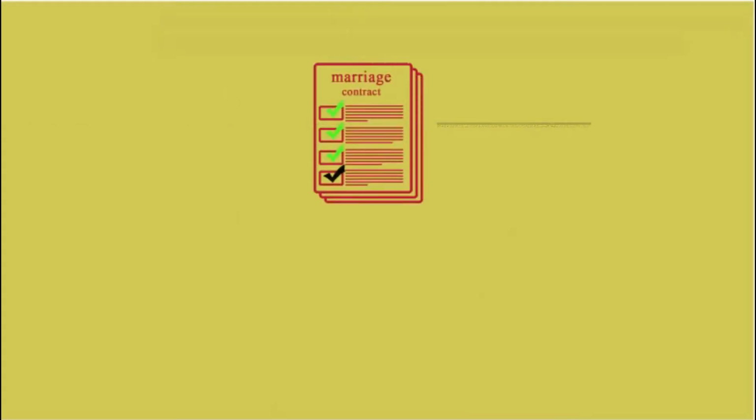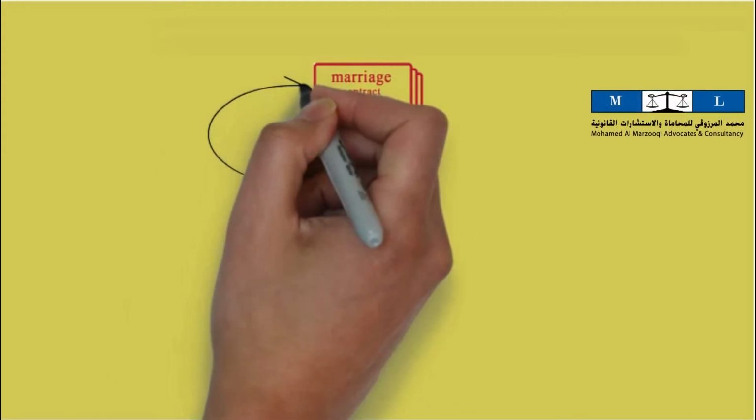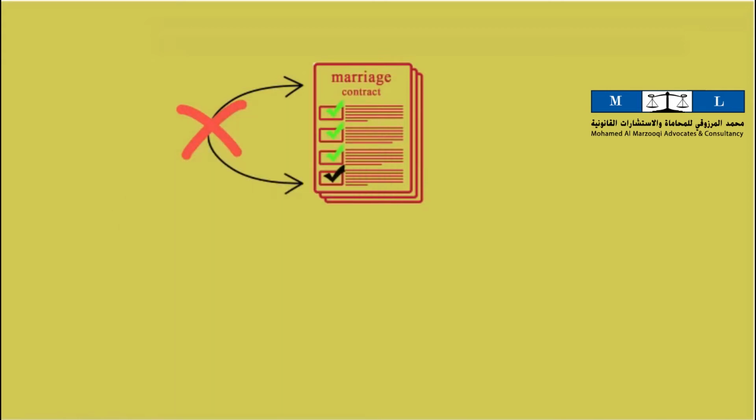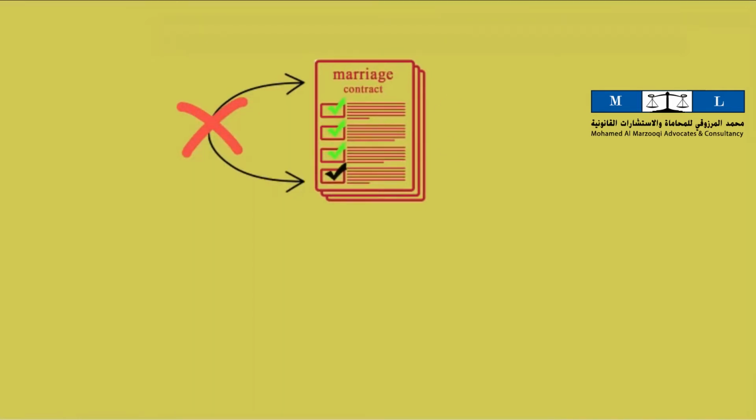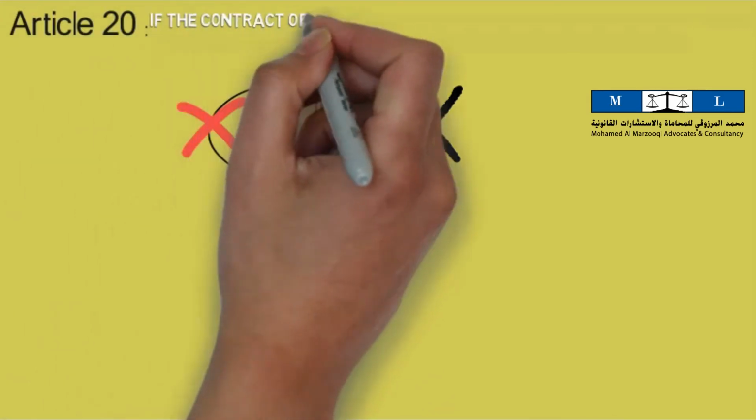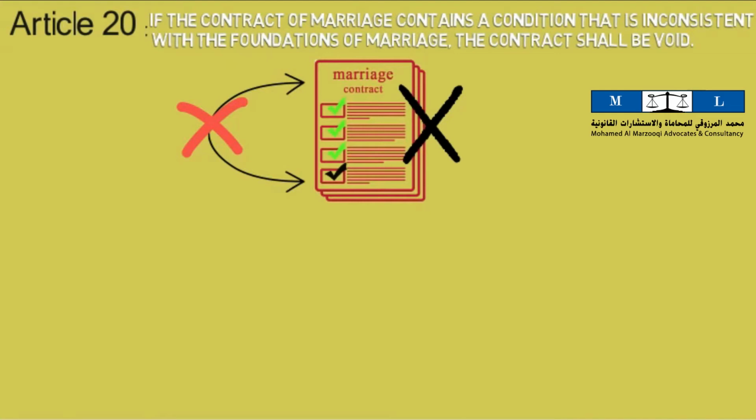The contract may include a condition or more when concluded. This condition may be incompatible in its meaning with its intended purpose. The law has set out the penalty for this, which means the contract is void. Article 20 also states if the contract of marriage contains a condition that is inconsistent with the foundations of marriage, the contract shall be void.